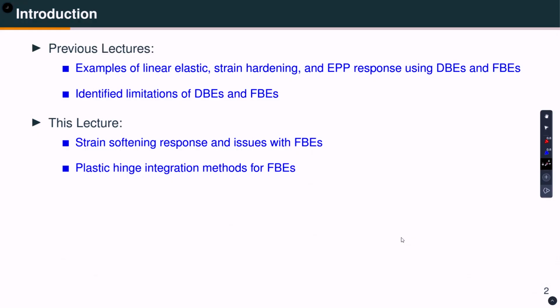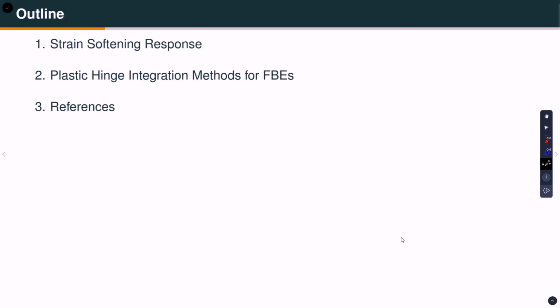So, today we will look at strain softening response, where this problem will be even more serious, as we will discuss. And then we will study one method to overcome this problem. There are other methods also available in the literature, but in the interest of time, we will just talk about one method, which is called the plastic hinge integration method. So, with that, let us get started.